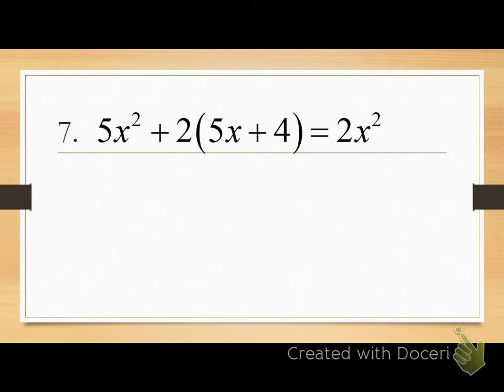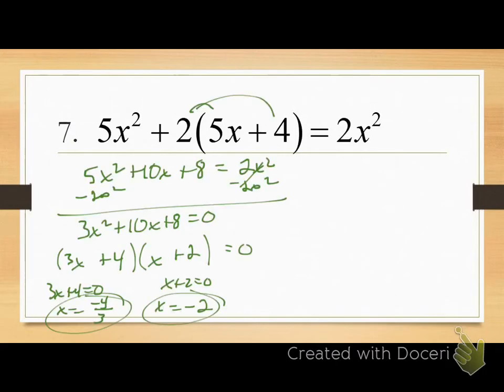All right. Try 7. You're going to have to do some simplifying first. Try 7 on your own. Stop the video, and then when you have it, start it back up and see if you're right. Okay, you should have gotten this, right? Distribute the 2, and then subtract 2x squared from both sides. And you should end up with 3x squared plus 10x plus 8 equals 0. And then you should have factored that guy down into 3x plus 4 and x plus 2. Set your factors equal to 0, and you get negative 2 and negative 4/3. Okay? If you can't see what happened here, come on in during STAR and we'll take a look at it.